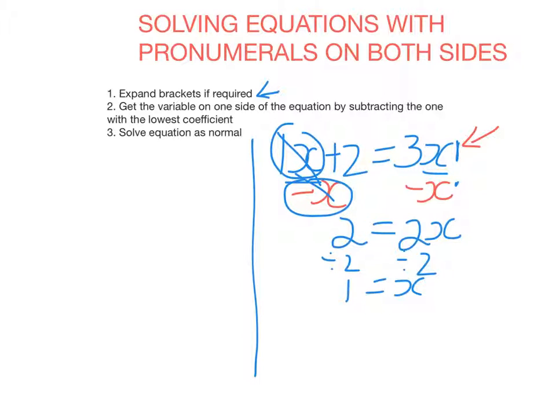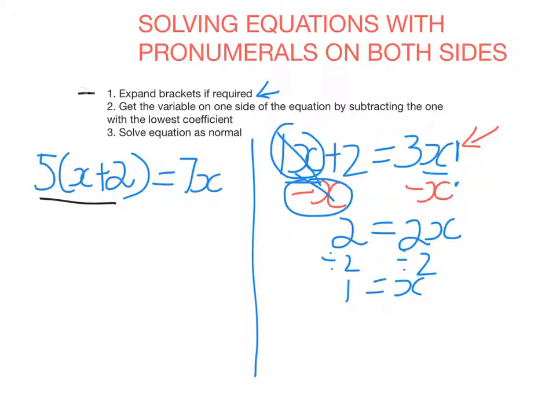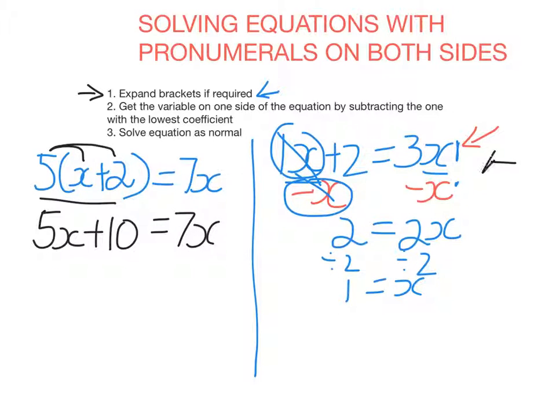Let's have a look at another example. Let's say I have the equation 5 times x plus 2 equals, let's say, 7x. In this case, there are brackets, so I need to expand the brackets first. Just like I did in previous lessons, I distribute the 5 to the x and to the 2 in the middle. Now it looks pretty much like the one that we just did.